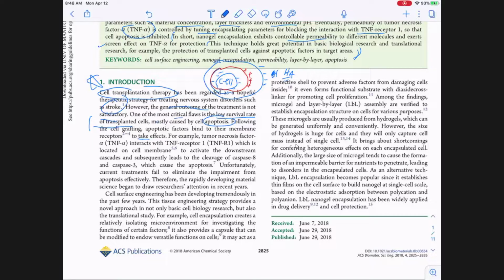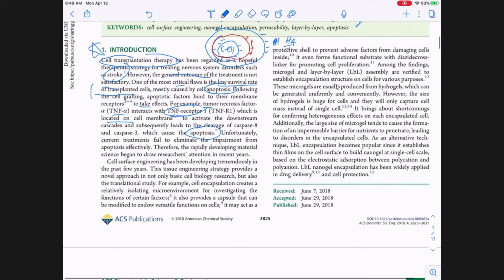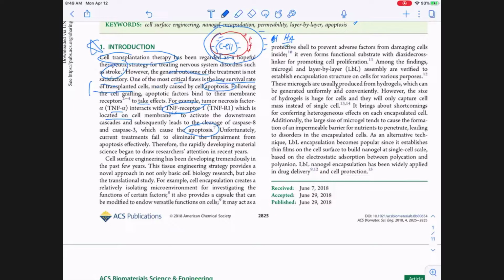For example, TNF alpha can interact with this receptor. This receptor, as we know, is on the kidney cell membrane and activates the downstream cascade, which leads to cell death. So apoptosis is a kind of programmed cell death. Unfortunately, currently there is no specific way to deal with it. So that mentions some concepts.